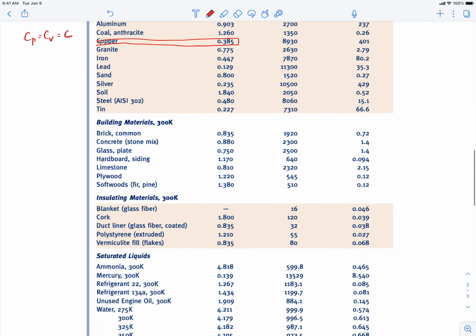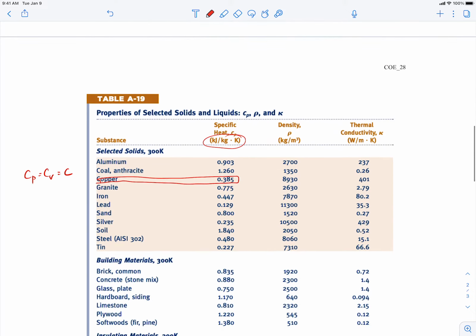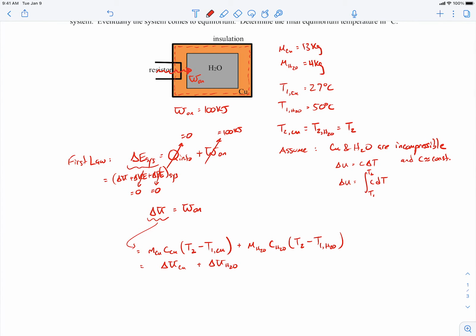And then we're dealing with water. You'll see down here that for water, the specific heat depends on what the temperature of the water is. So since we're pretty close, I think our initial temperature for the water was 27 degrees C. That comes out to be 300 Kelvin. Oops, I'm sorry, I have the wrong one. The initial temperature of the water is 50 degrees C. So that temperature is about 323 Kelvin. So that's my starting temperature. Now granted, the temperature does change throughout the process, but it'll be pretty close, I suspect, to about 300 Kelvin.